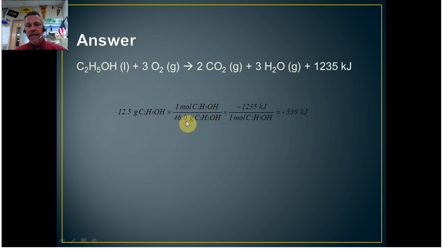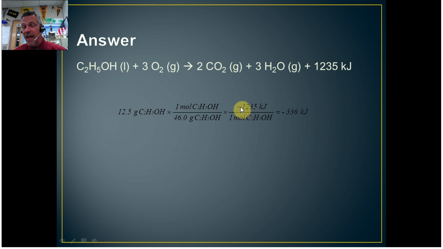And we use the molar mass of ethanol, 46 grams per mole. I turned it over so that the grams will cross out. This step converts our grams of ethanol to moles of ethanol. And now look at this term right here. I wrote negative 1,235 kilojoules per 1 mole of C2H5OH. How did I get that? Well, I used stoichiometry and I looked at our balanced equation. For every 1 mole of ethanol, since the coefficient in front of ethanol is 1, we get 1,235 kilojoules.